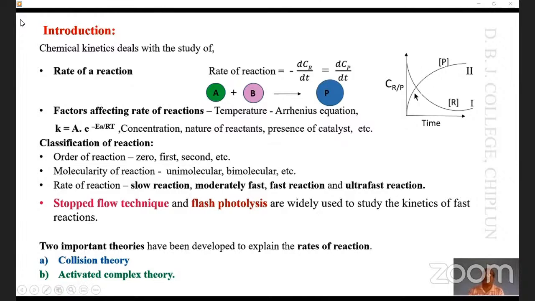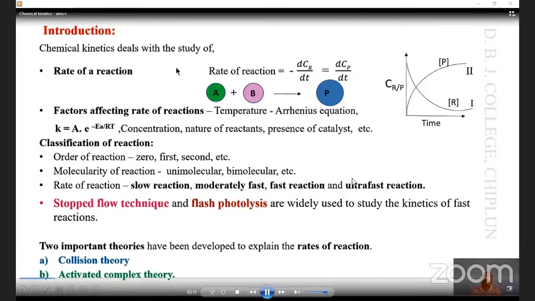So by determining this change in concentration of a reactant per unit time, or change in concentration of a product per unit time, it is possible to calculate the rate of a reaction. Thus, the rate of a reaction is defined as the change in concentration of a reactant per unit time, or change in concentration of a product per unit time. Now, in this topic, we are going to study the factors affecting the rate of a reaction.